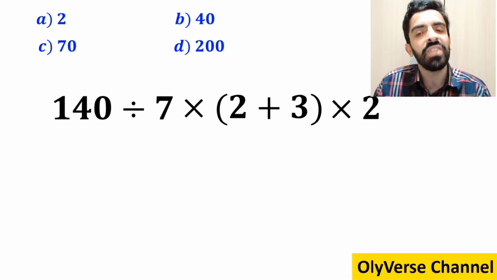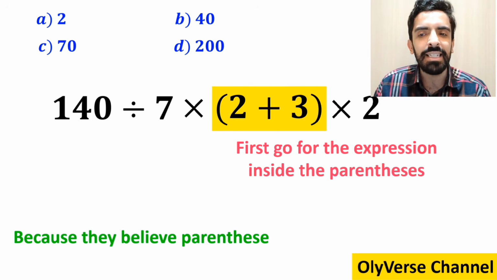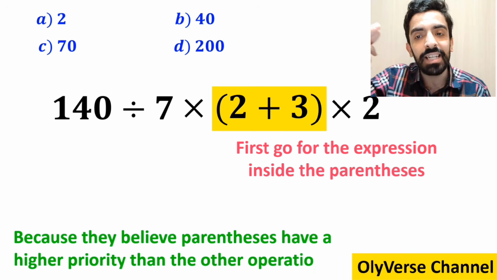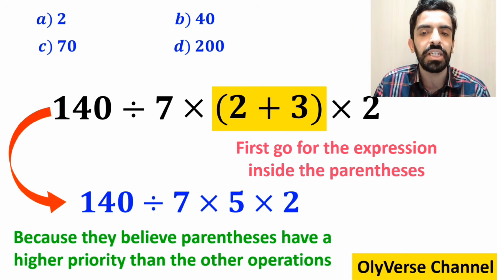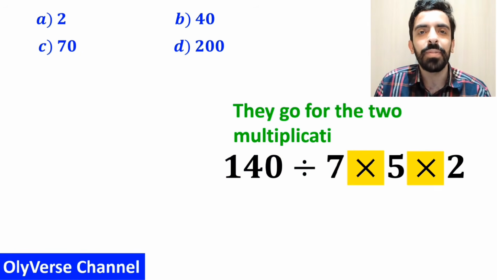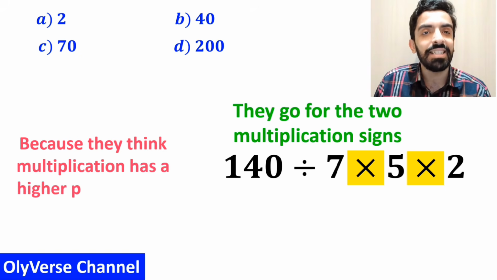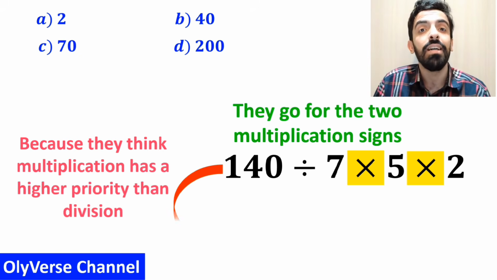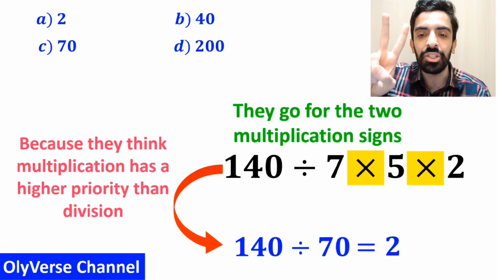Many people, when trying to solve this question, first go for the expression inside the parentheses because they believe parentheses have a higher priority than the other operations. So they simplify this expression to 140 divided by 7 multiplied by 5 and again multiplied by 2. In the next step, they go for the 2 multiplication sign that I've highlighted in yellow because they think multiplication has a higher priority than division. So instead of this expression, they write 140 divided by 70, which finally gives them the answer 2.